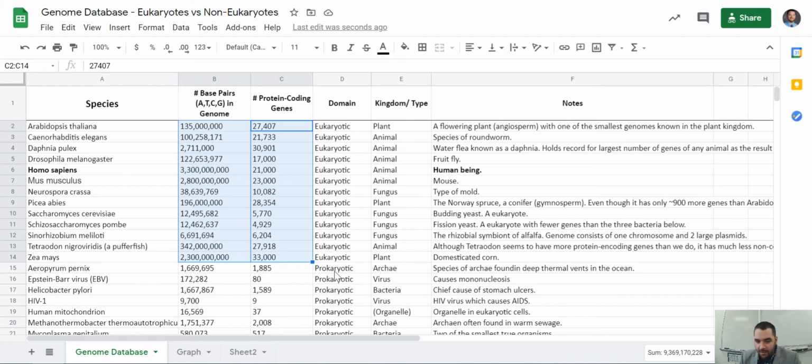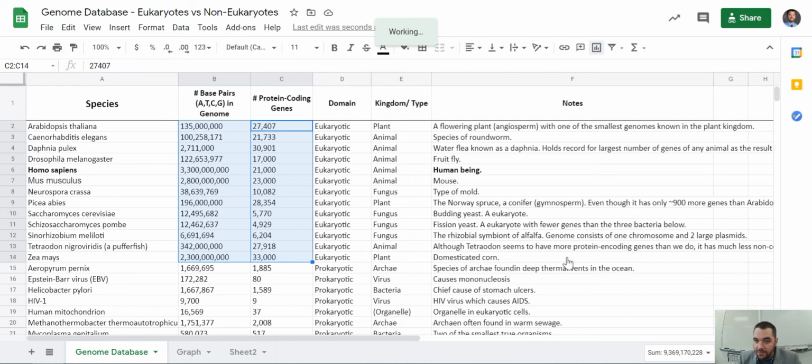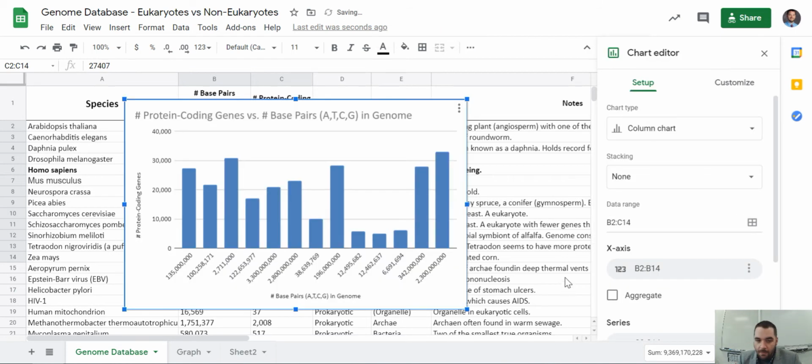Once we've done that, you can see that essentially what we've done is the computer has identified this as the x-axis and this as the y-axis of your graph. So now that we've identified the x and y-axis, we can just go up here to Insert Chart, or there's an icon here which is the chart insert icon. Either one works. Okay? And it makes us a bar graph.